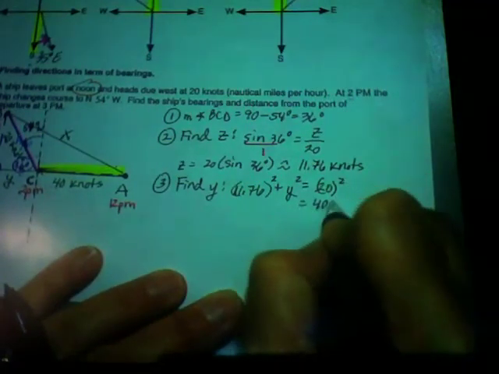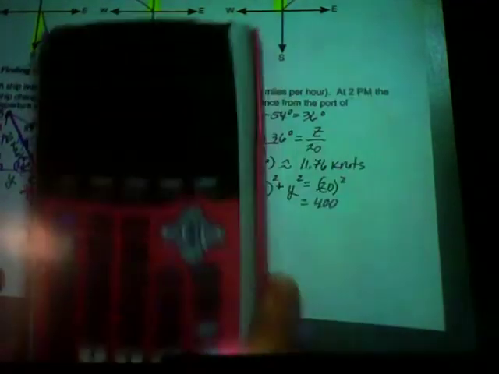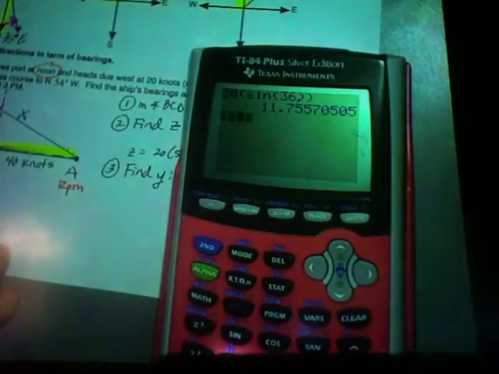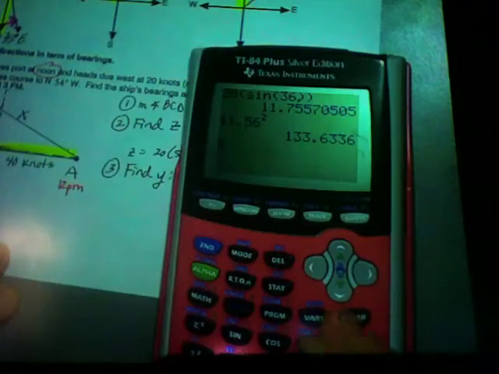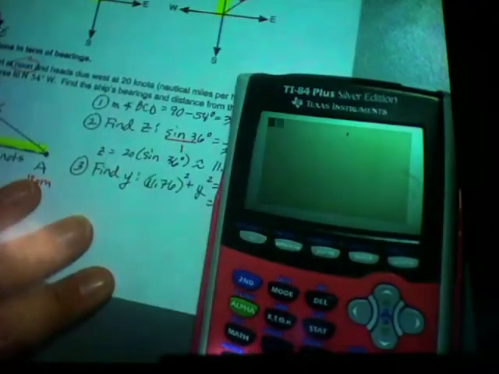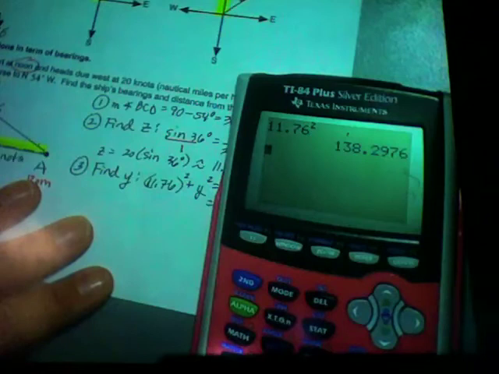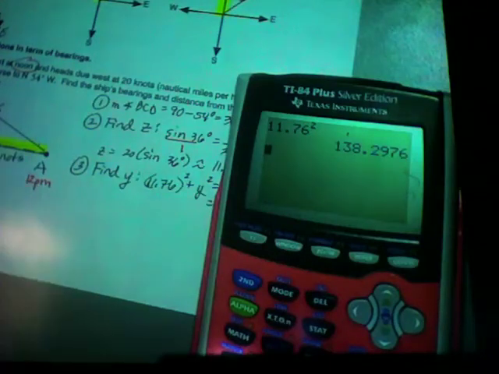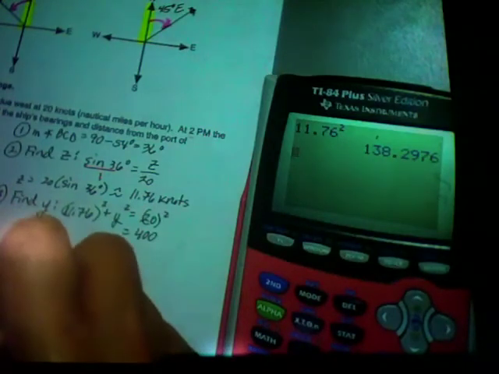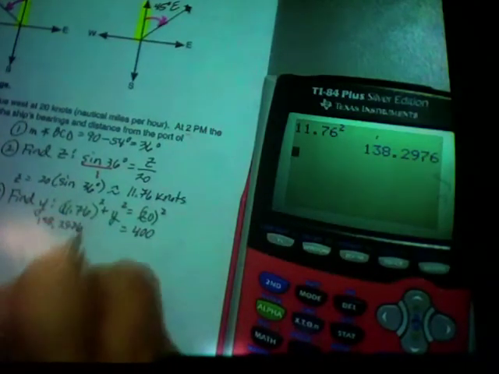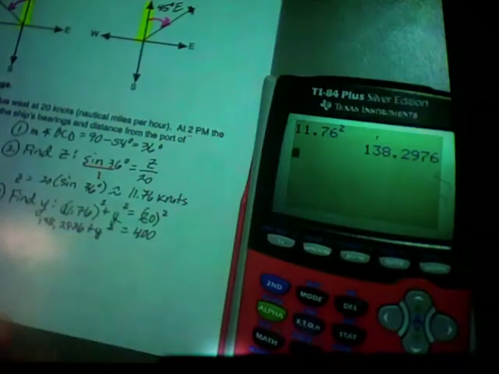So I can actually do that on my calculator or without my calculator. I'm going to take 11.76 and square it. And I get 133. Oh, oopsie. All right, try that again. 11.76 squared. So good you're watching my back. So then I actually have 138.2976 plus y squared equals 400. Don't we subtract that from 400?